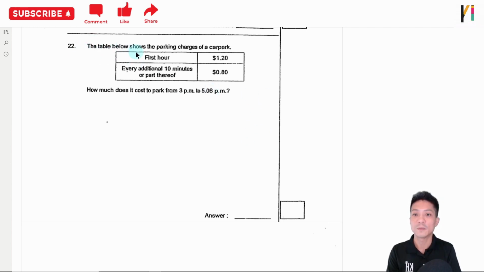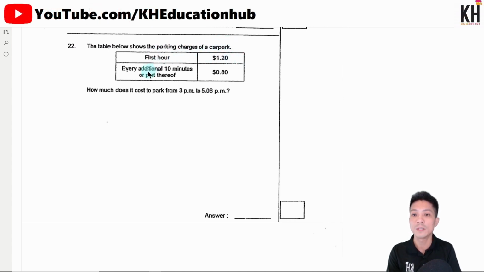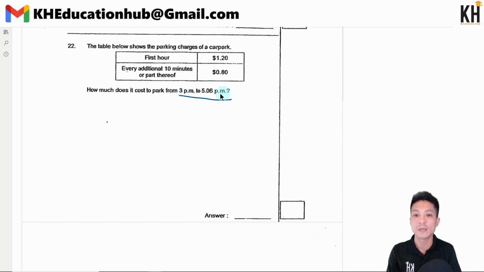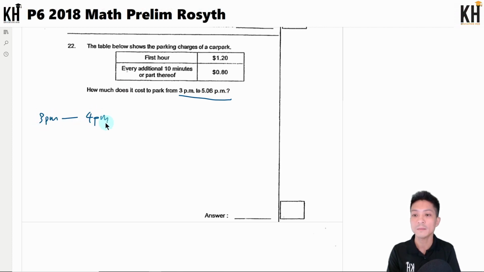Question 22, the table below shows the parking charges of a car park. Okay, the first hour is $1.20 and every additional 10 minutes or part thereof will be 80 cents. Okay, how much does it cost to park from 3 p.m. to 5:06 p.m.? Okay, so the first hour, which is 3 p.m. to 4 p.m., it's gonna be $1.20.